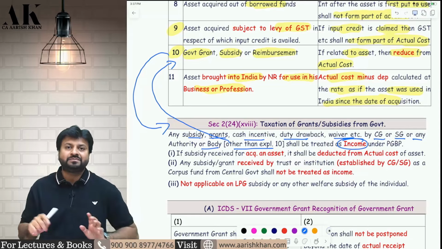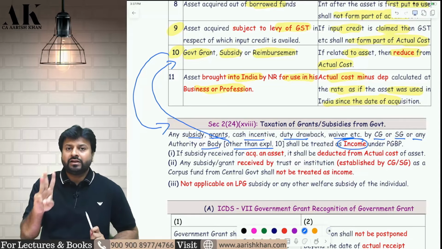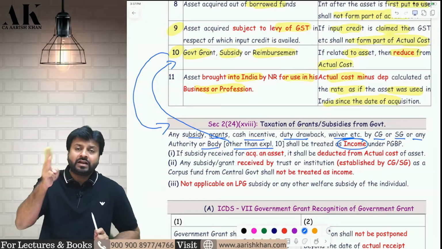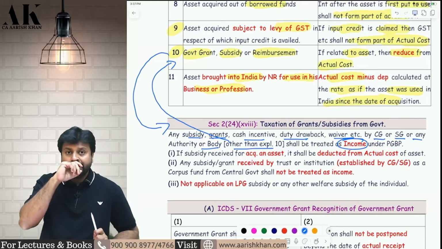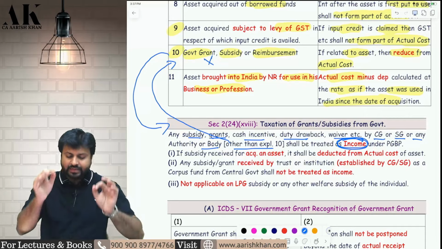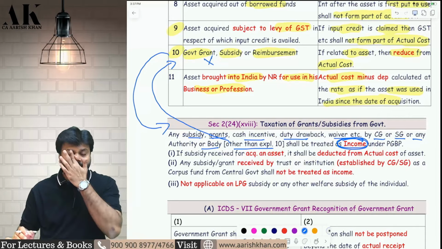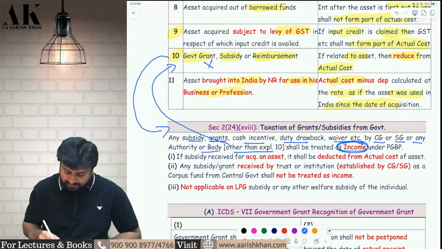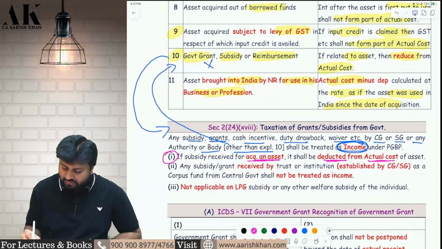You need to be very careful. If there is a subsidy, grant or reimbursement with respect to an asset, it will be reduced from the cost of the asset. If there is a subsidy, grant, reimbursement, waiver, duty drawback, etc., other than Explanation 10, if it is not covered in Explanation 10, then you will treat that directly as an income. Okay, I hope it is clear to all of you. So that is what is given over here. If the subsidy is received for acquisition of an asset, then it should be reduced from actual cost.